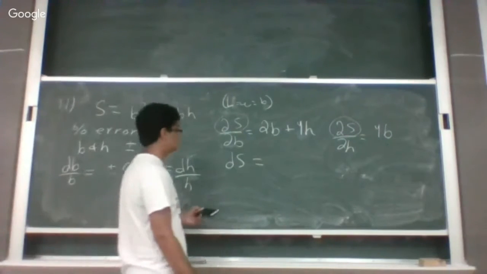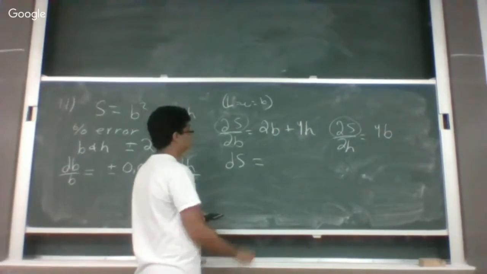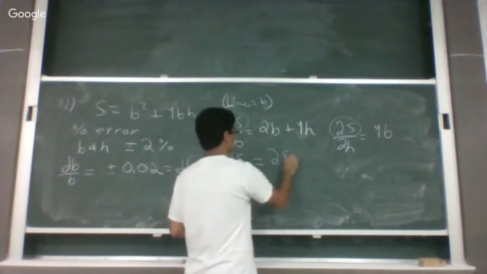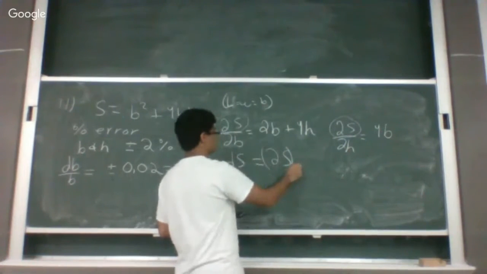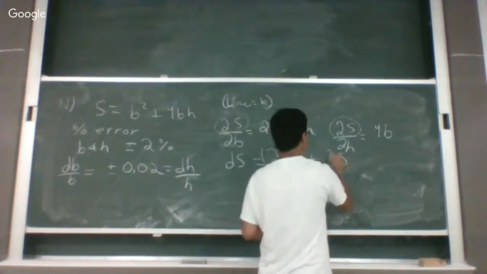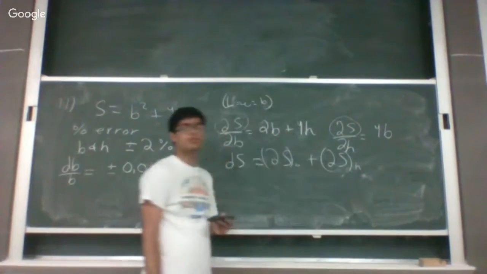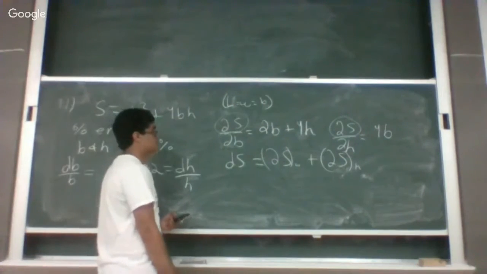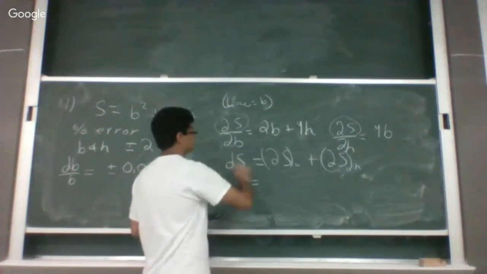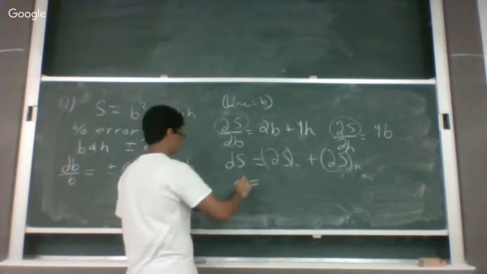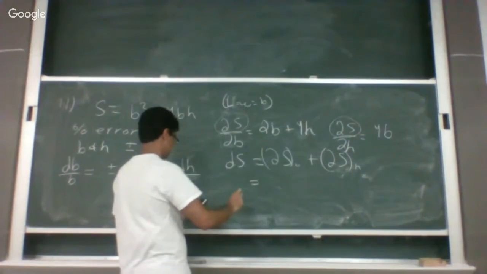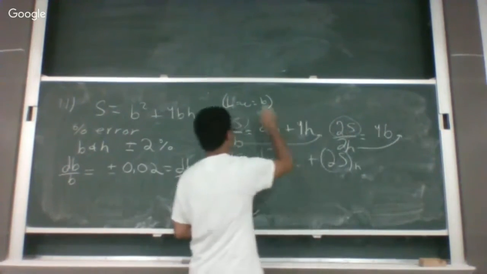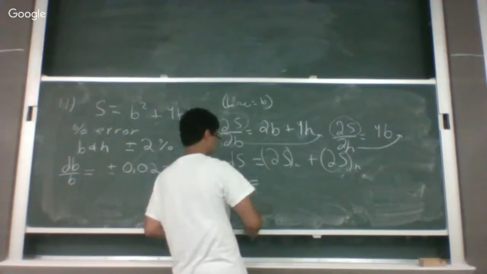So we can write an equation: ds equal to this partial of s with respect to b, and this notation might be off, plus this partial of s with respect to h, okay? But we have to multiply this to this side and this to this side in order to have this ds plus this ds equal the entire differential as a whole.